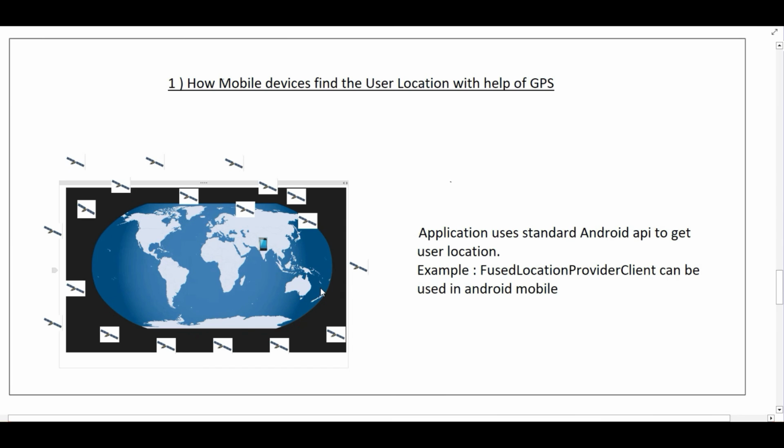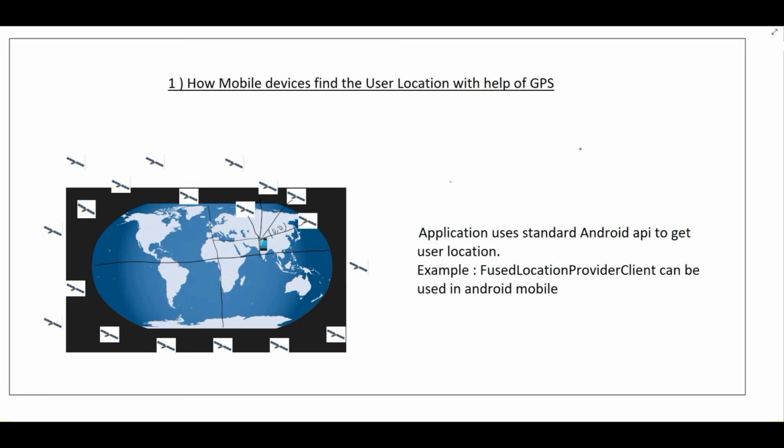So when the user is present on the earth, it receives the signals from the four satellites. And we know there is a prime meridian and this is the equator. So once the device knows its location, it will find out how far it is from the prime meridian and how far from the equator. Within that we can get to know its coordinates. So the device knows its location.